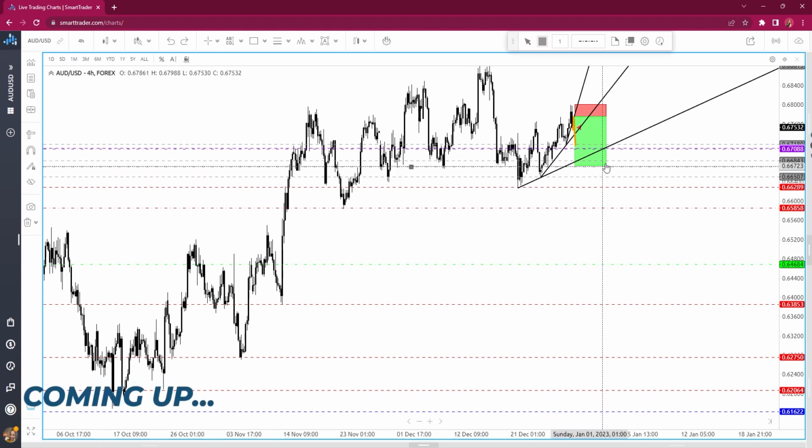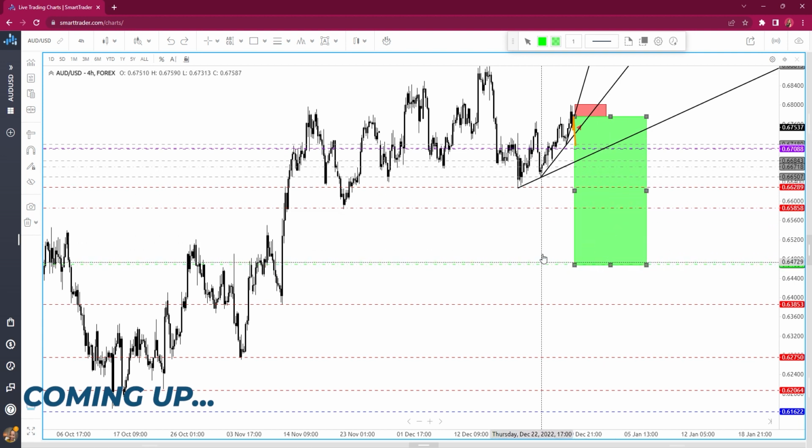Even though on the monthly, on the higher time frame, I'm bullish, on the 4 hour and on the daily, I'm bearish on AUD USD for the next 300 pips.